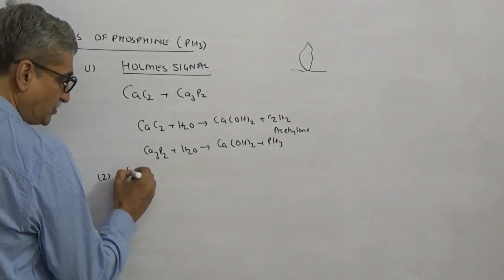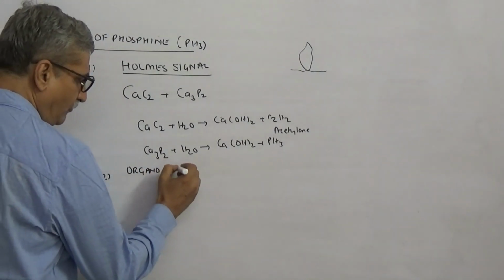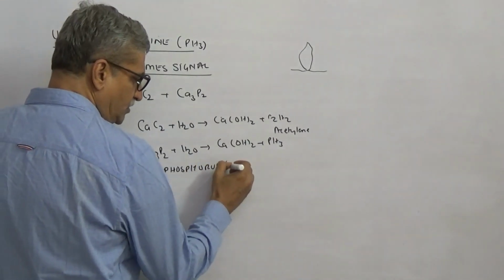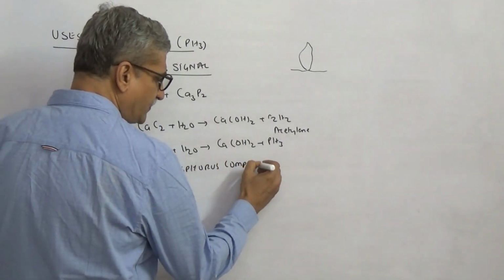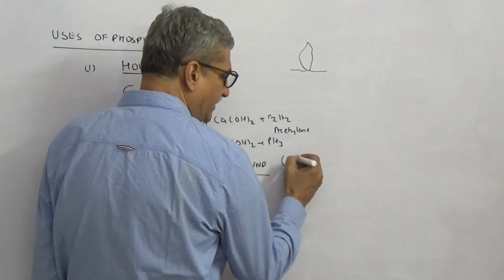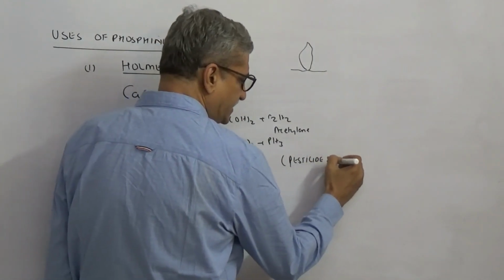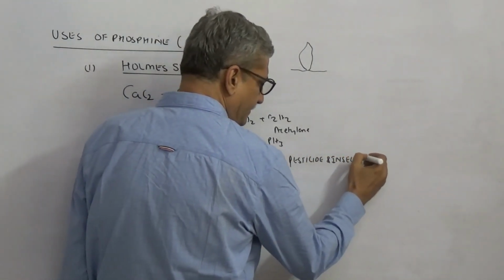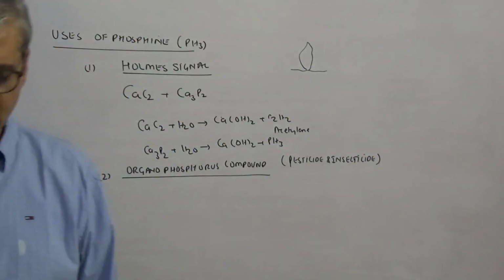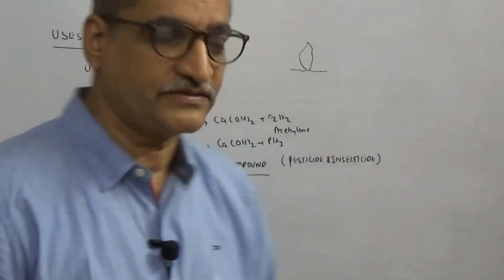The second use is for making organophosphorus compounds. What do we mean by organophosphorus compounds? Organophosphorus compounds basically means we are talking about pesticides and insecticides. Most of the pesticides and insecticides are either compounds of sulfur or compounds of phosphorus.